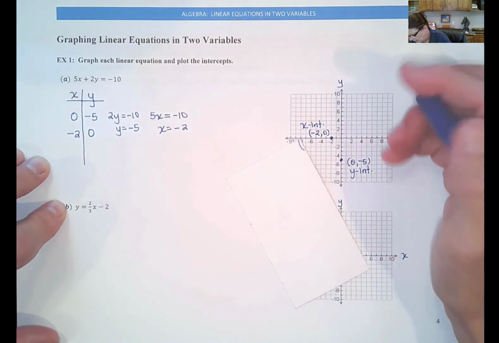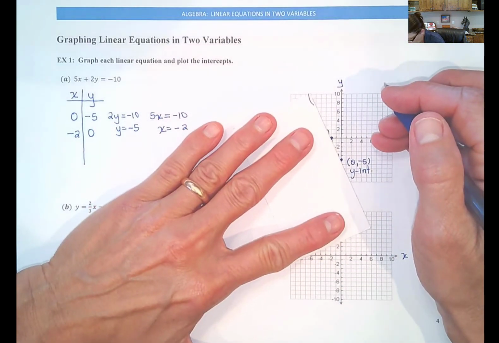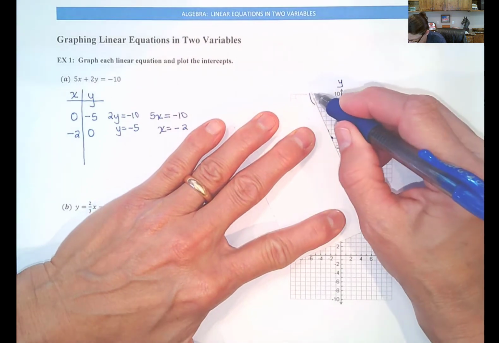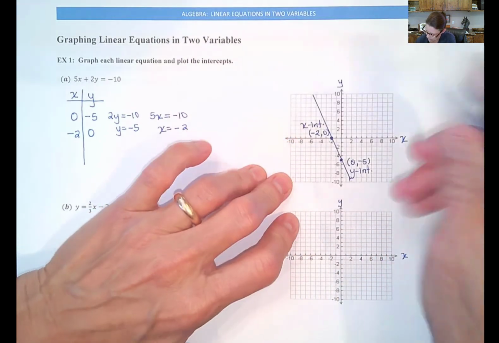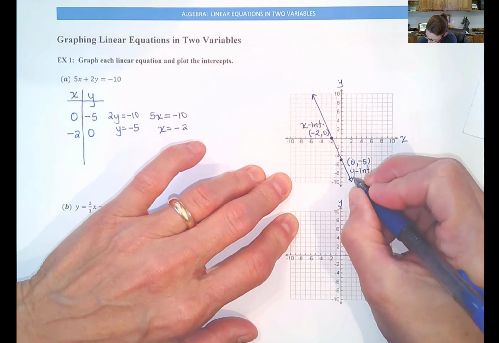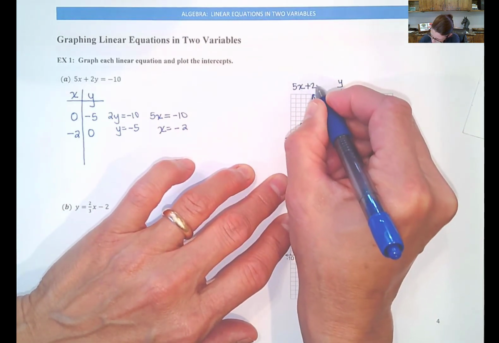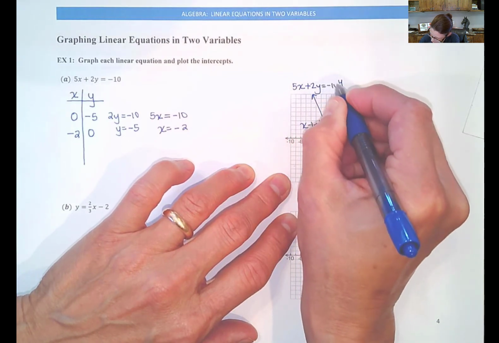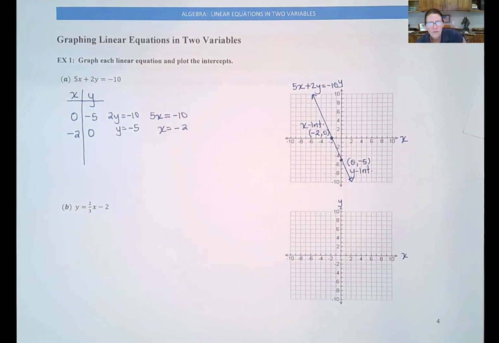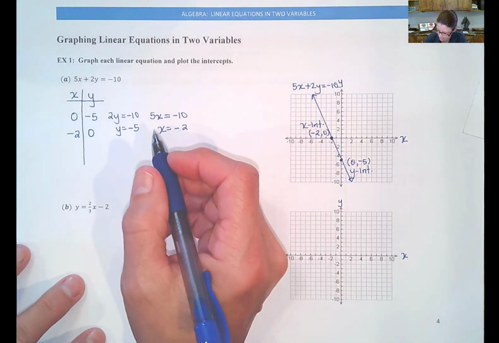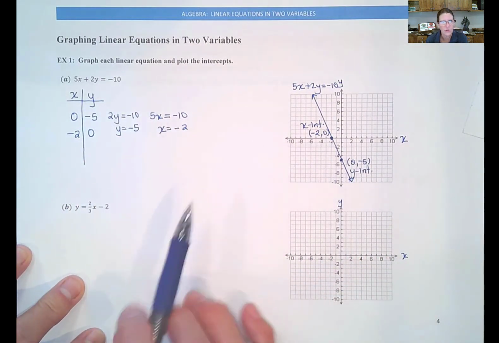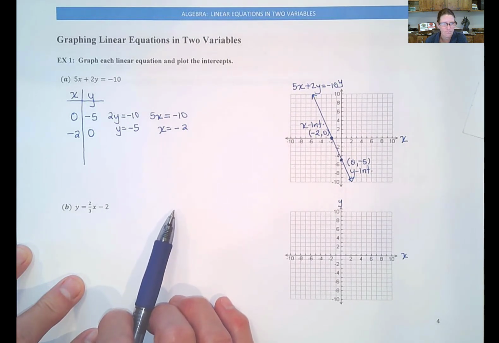2 points determine a line, so we've got what we need in order to sketch the graph of this equation, 5x plus 2y equals negative 10. If you wanted to check your work, you can always generate a third point and graph it and show that it does indeed reside on the line. I'm going to let you do a checkpoint on that one if you'd like to.